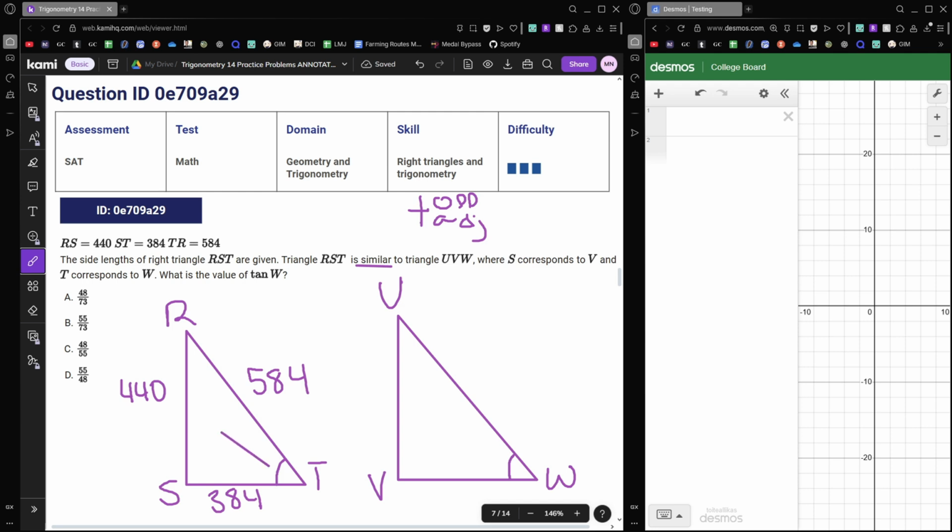So the side opposite of T is this one right here, which is 440. And then the side adjacent to T is this side right here, which is 384. So that means our answer is 440 over 384. Now that doesn't seem to be any of our answer choices, so we will need to simplify this. And you don't even need to think about it, just put it in Desmos. And then you can click this fraction button in the blue box to the left. And you get that the simplified fraction is 55 over 48, making our answer D.